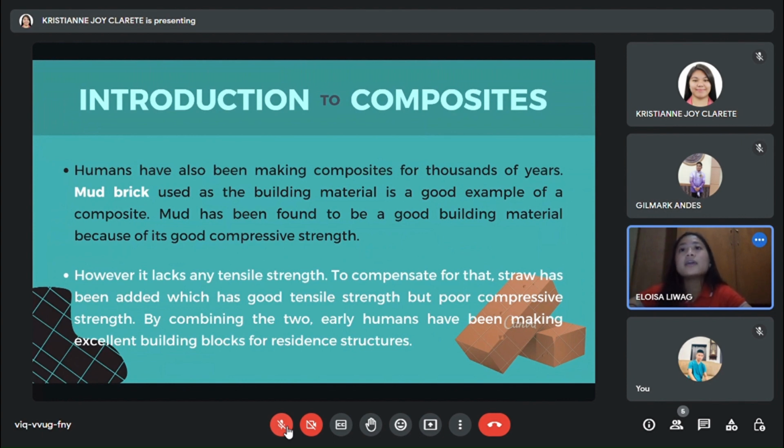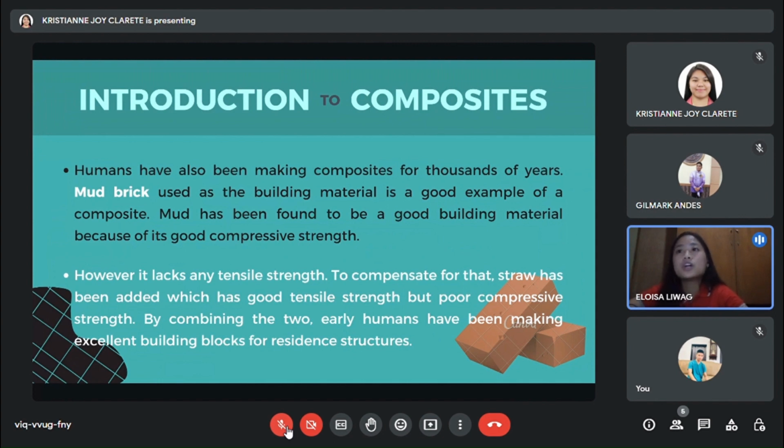So an early example is mud bricks. Mud can be dried out into brick shape to give a building material. It is strong if you try to squash it. It has a good compressive strength. But it will break quite easily if you try to bend it. It has poor tensile strength.